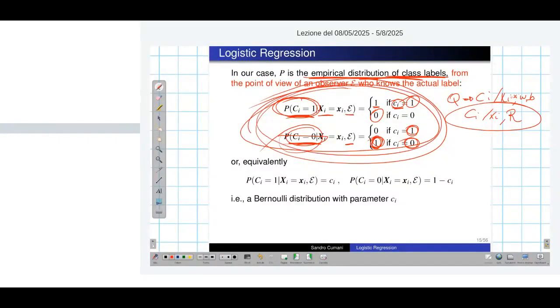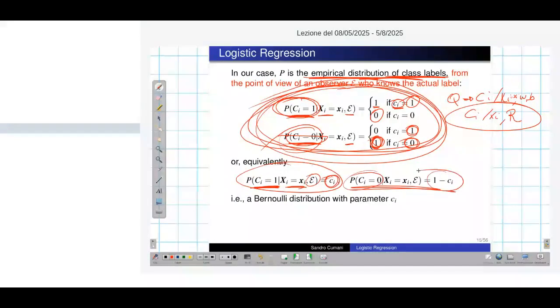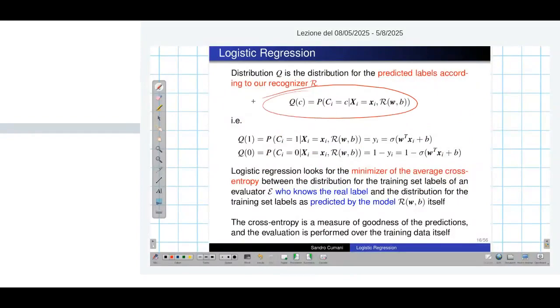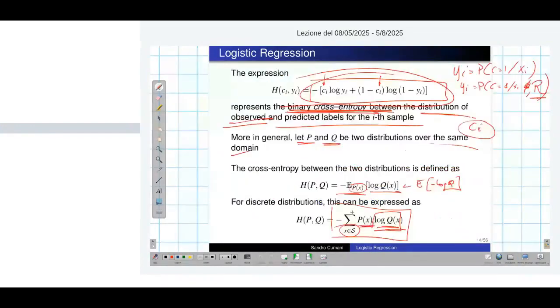If we encode all these expressions, we can see that the probability that the class is 1 given xi and perfect knowledge of the data distribution is exactly Ci, while the probability that the class is 0 is 1 minus Ci, where Ci is the class. So we can interpret this as a cross entropy between what? Between the probability of an evaluator who knows the real label and the distribution predicted by our recognizer. So logistic regression is trying to minimize the cross entropy, the average, because then we are taking a sum over samples.